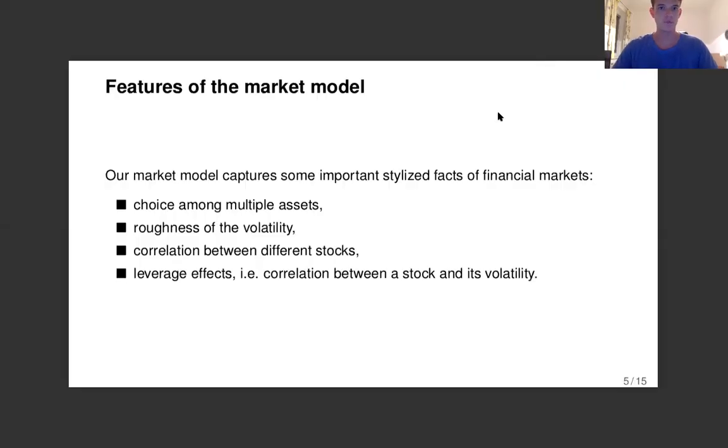The advantage of our Volterra Wishart model is now that we can capture many important stylized facts about real financial markets. For example, our investor can choose among multiple assets, as it is in real financial markets. We can also take into account the roughness of the volatility paths. Then we also have the correlation between the different stocks. And at last, we also have the so-called leverage effects, which means that we can model correlation between stocks and its own volatility.